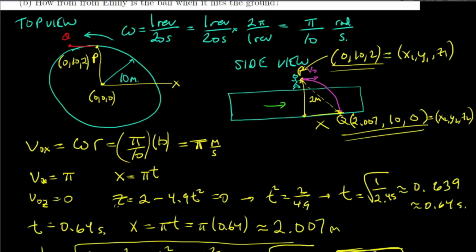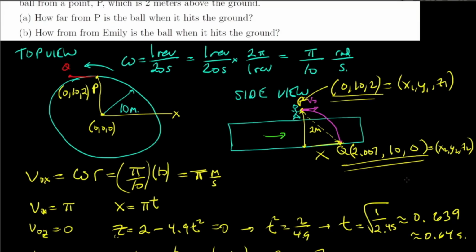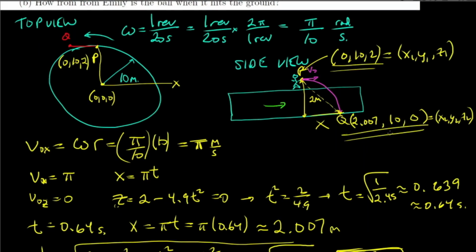All right, and that's only part A. That was hard enough, right? Part B, how far from Emily is the ball when it hits the ground? So we know where the ball is when it hits the ground. That's point Q. Where is Emily?